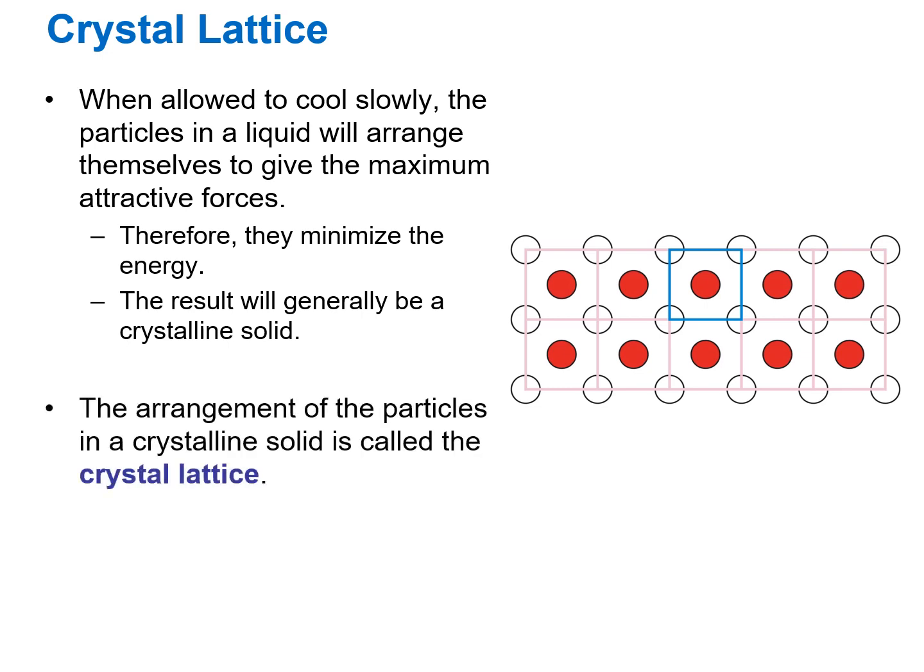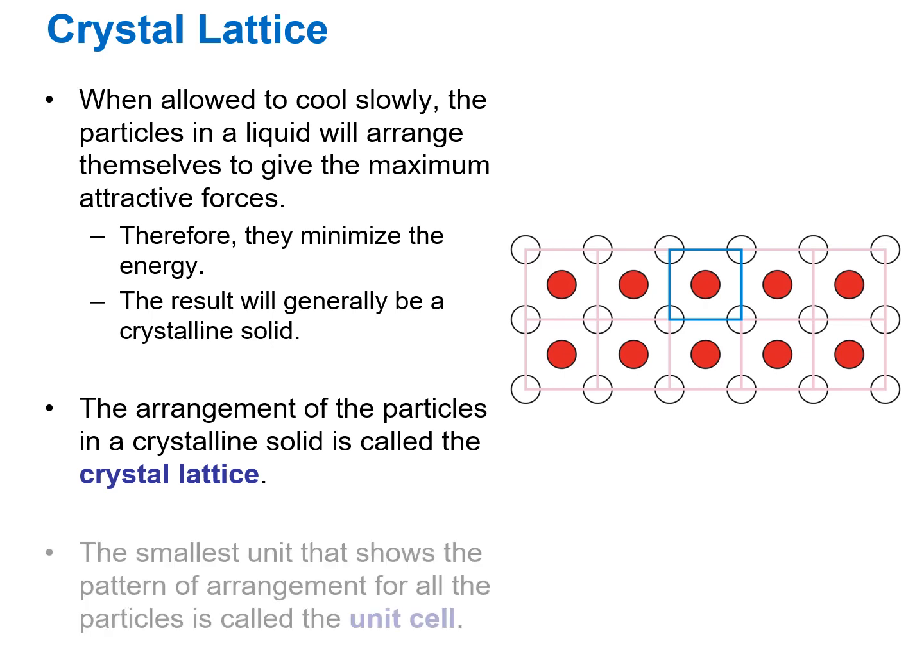And the arrangement of the particles in this organized fashion is called the crystal lattice. Now, because the crystal lattice has these units that are repeating, we have to have a way to designate that. So the smallest unit that shows the pattern of arrangement that we see present in all the particles, this is what we would call the unit cell. So if we look at our picture here, we can see that this square with a circle in it is our unit cell. So we have these unit cells arranged in a crystal lattice.